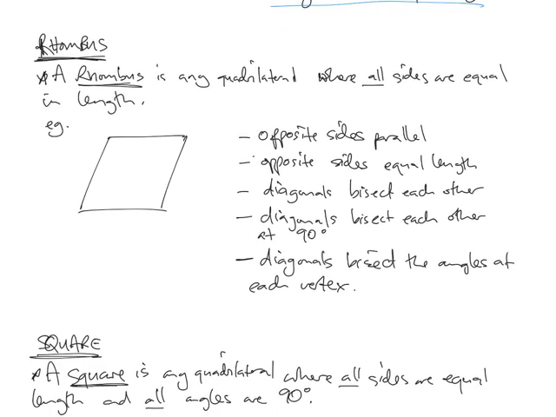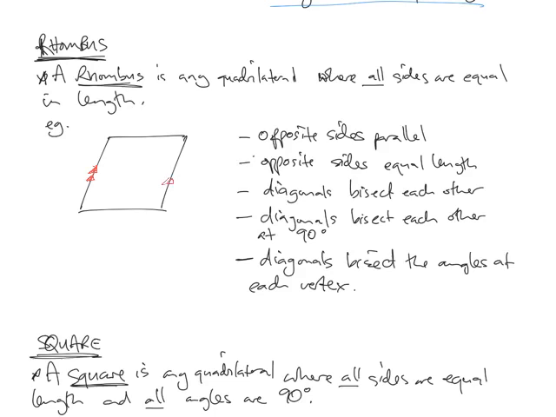The next is a rhombus. So a rhombus is any quadrilateral where all sides are equal in length. Unlike the rectangle, where a pair of them are different lengths, here they're all the same length. A rhombus is essentially a square that's been pushed to one side. So opposite sides are parallel again.